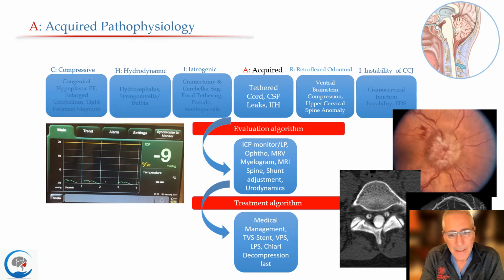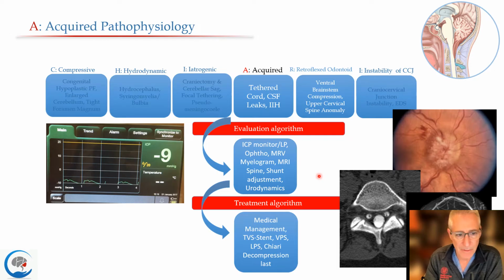And the 3 most common things are tethered cords, CSF leaks, and intracranial idiopathic hypertension. And each of those get worked up in different ways. On the left here, I show an example of a patient who I thought had a CSF leak and it could not be found on MRI scans. So we put in an ICP monitor, and sure enough, this patient had intracranial pressures of -9, laying down in the flat position, and went down to -15 when they stood up. Received a myelogram, and in fact the CSF leak was found.